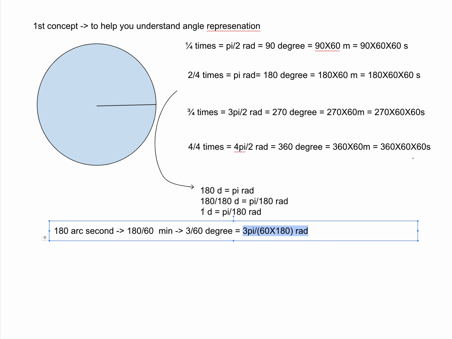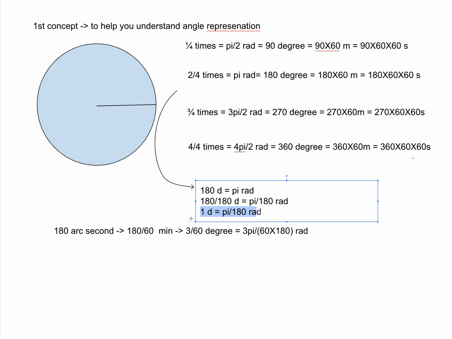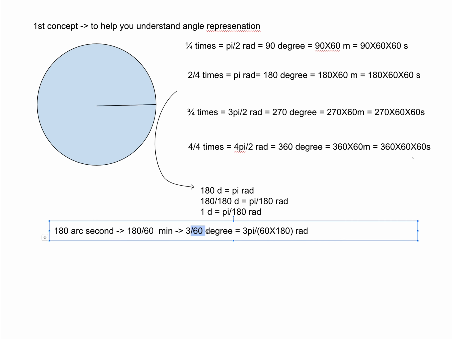It is like asking, 1 apple costs 5 rupees. How much will 3 apples cost? So you have to multiply the cost of one apple, which is 5 rupees, by the number of apples, which is 3. Similarly, if 1 degree is pi by 180 radian, how much is 3 by 60 degree? You have to multiply this with this and that, this with this, and by that you get this answer, this many radian.